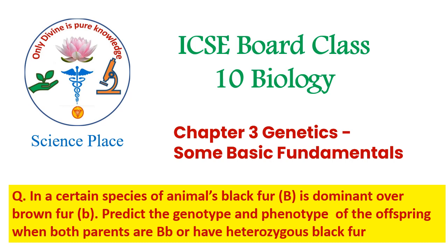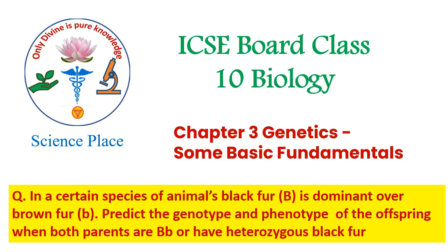Today we are going to solve a question from class 10th ICSE board. The question is from chapter 3 genetics, some basic fundamentals, and the question says that in a certain species of animals, black fur B is dominant over brown fur small b. Predict the genotype and phenotype of the offspring when both parents are capital B small b, or have heterozygous black fur.